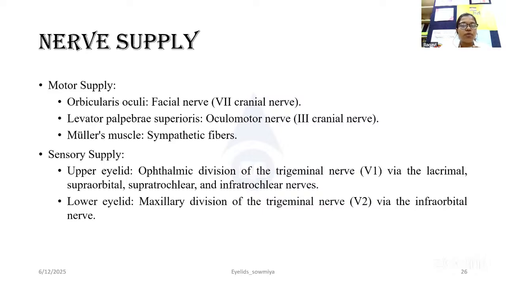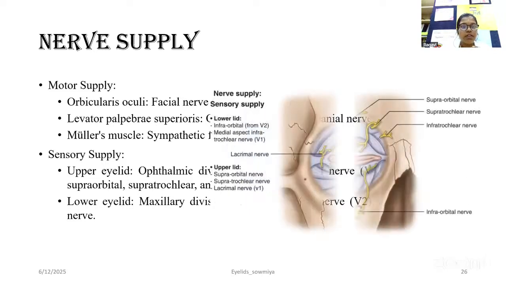Nerve supply. Motor supply. Orbicularis oculi, facial nerve, 7th cranial nerve. Levator palpebrae superioris, oculomotor nerve, 3rd cranial nerve. Muller muscle, sympathetic fibers. Sensory supply. Upper eyelid: ophthalmic division of the trigeminal nerve, V1, via the lacrimal, supraorbital, supratrochlear and infratrochlear nerves. Lower eyelid: maxillary division of the trigeminal nerve, V2, via the infraorbital nerve.